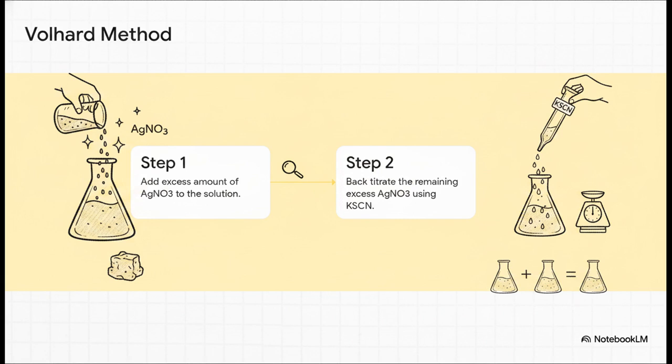We take potassium thiocyanate and use it to measure whatever excess silver is left over. By subtracting the leftover silver from the total amount we originally flooded the scene with, we can perfectly calculate exactly how much of our suspect was in that flask. It's an incredibly clever, indirect workaround.